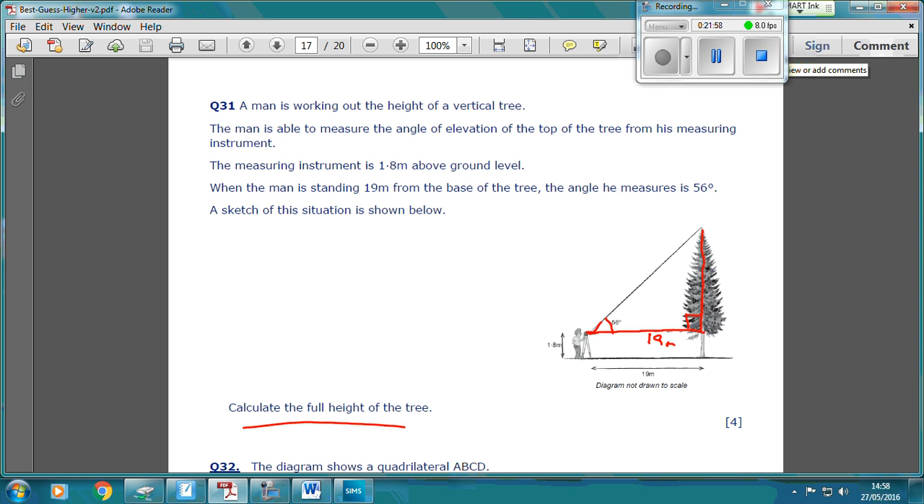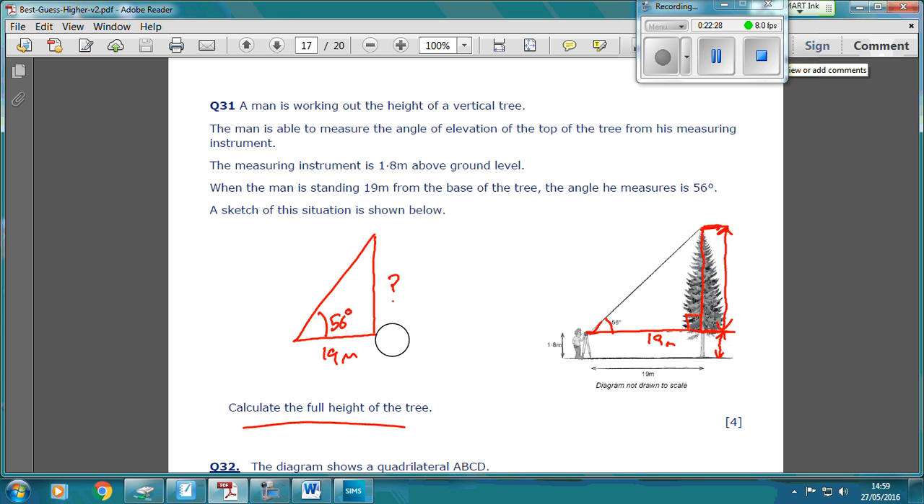Well, the first thing we're going to do is we're going to calculate this part of the tree here, which isn't the whole tree. So we're going to use trigonometry to figure out what this height is here, and then we're going to add on this bottom bit, which is going to be 1.8. So if we just do a real basic sketch of what we've got, 56 degrees, we've got this, which is 19 meters, and we want to work out the height, which is that one.